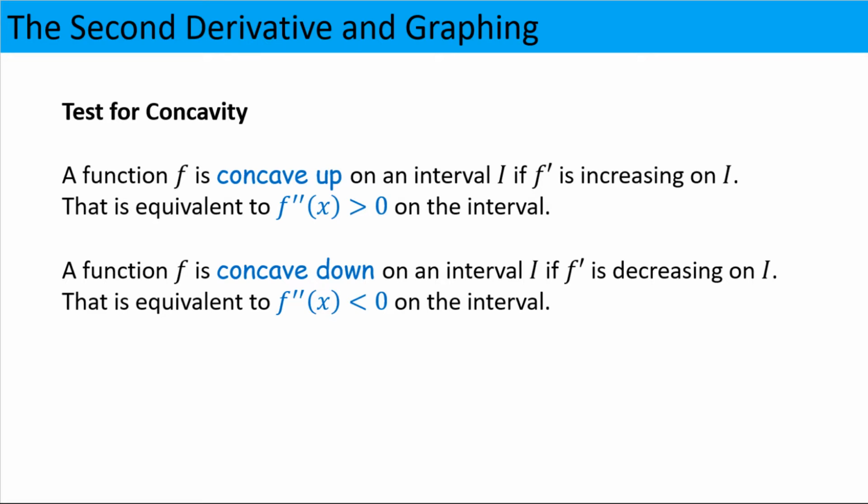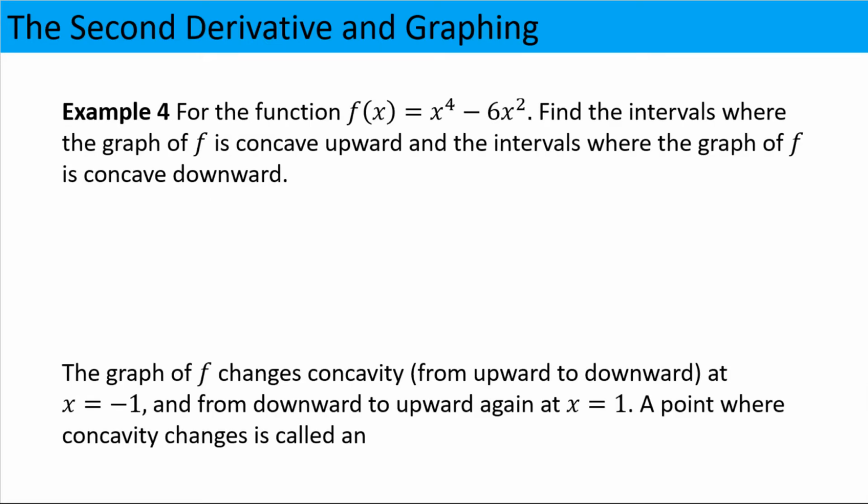Example: for the function f of x equals x to the fourth minus 6x squared, find the intervals where the graph of f is concave upward and the intervals where the graph of f is concave downward. To determine concavity, we work with the second derivative.